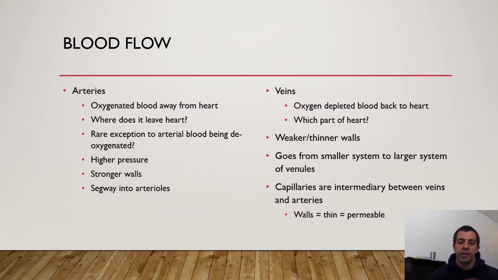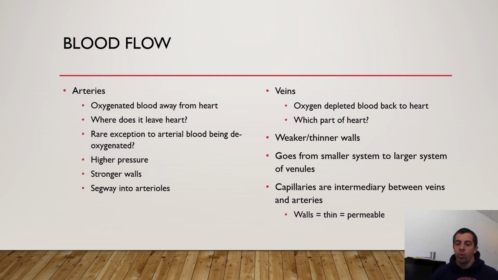So what's a rare exception to an artery that has blood which is mostly deoxygenated? Your pulmonary artery. You have to remember that your pulmonary artery sends blood to the lungs, which is deoxygenated blood. So that's the rare exception to an artery being deoxygenated. But going back to your aorta and your arteries, within this blood flow system the pressure is much higher. And this should make sense as well: the pressure is highest in the aorta.